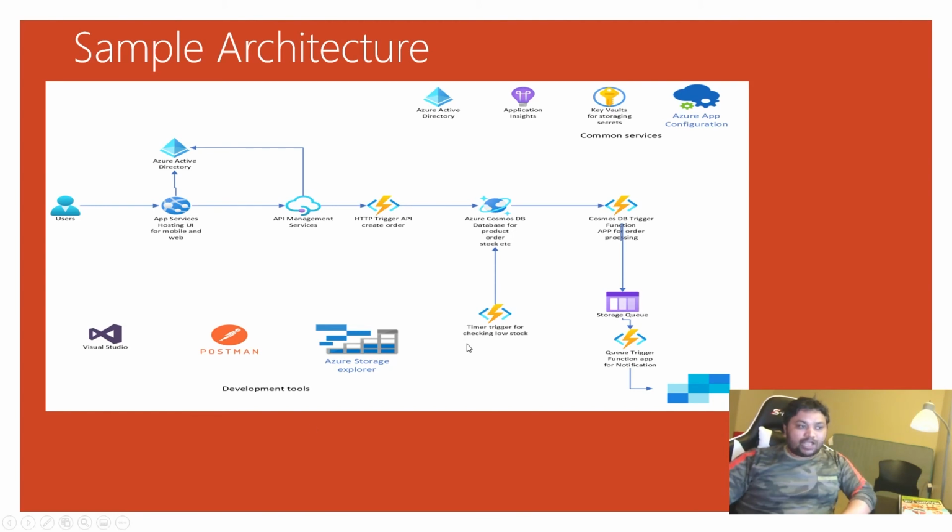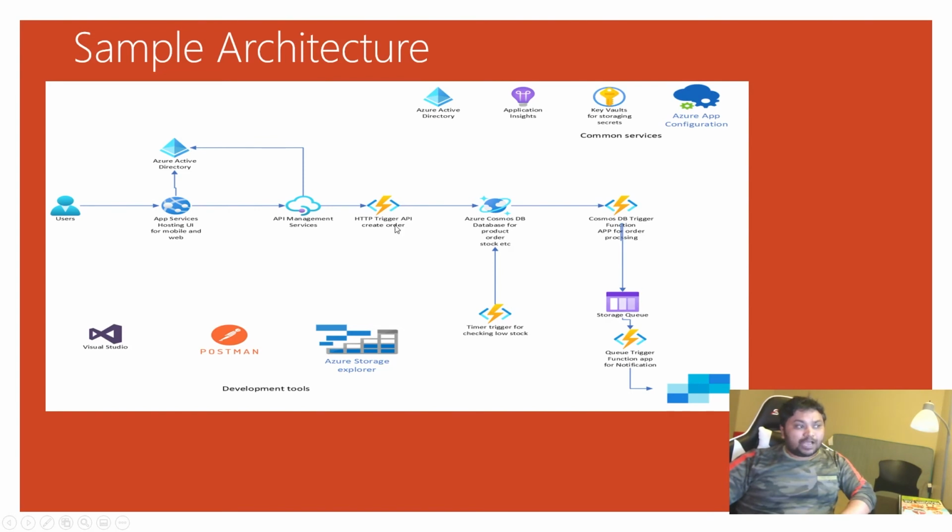Then there will be another function, a backend job, which will be a time trigger Azure function. It is going to check Cosmos for the lowest stock quantity, the low-stock products in our system, and order from some third party. We will implement that using a timer trigger.